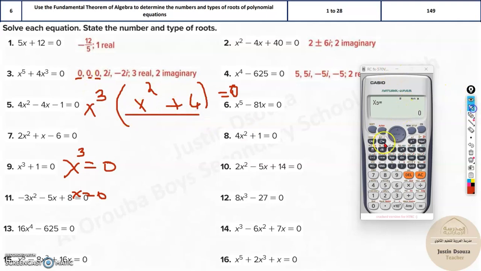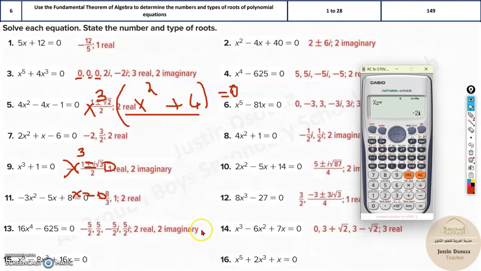Now the remaining term can be solved in the calculator. Mode 5, 3. Over here you need to put the coefficients: 1, there is no x term, and 4. You will get 2i and minus 2i. So plus or minus 2i, that's 2 imaginary roots. Similarly, we can solve the others. Please do try it by solving yourselves.